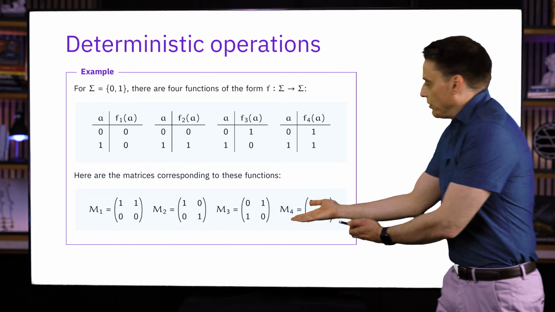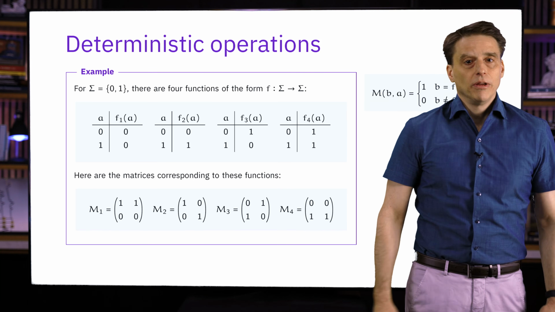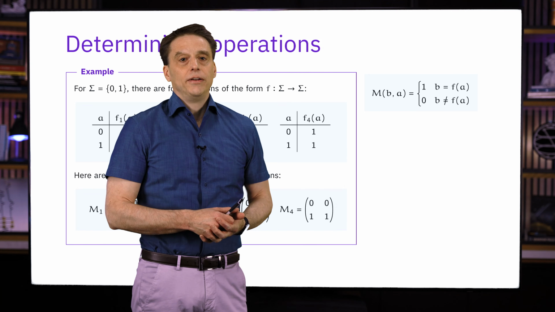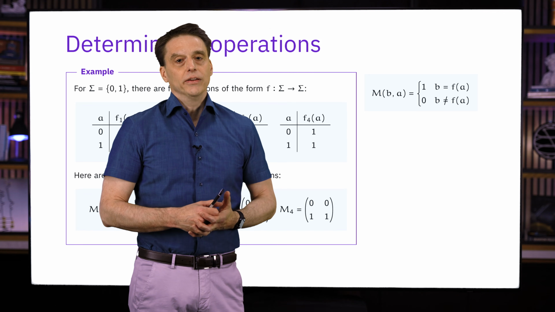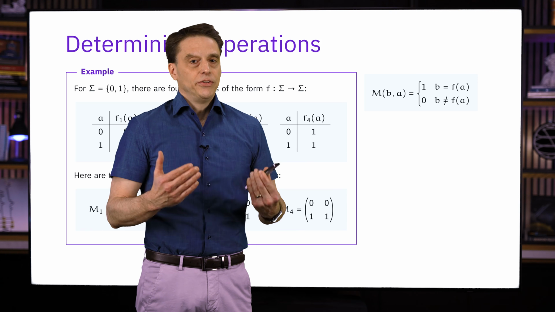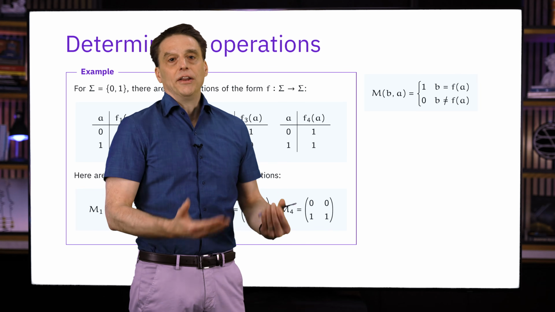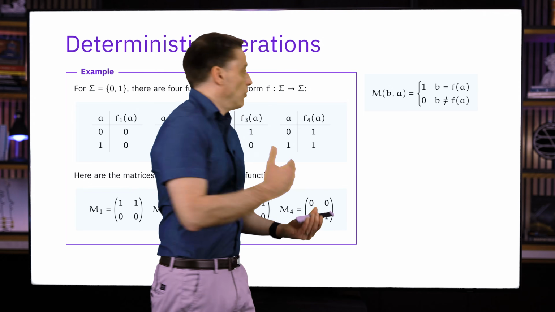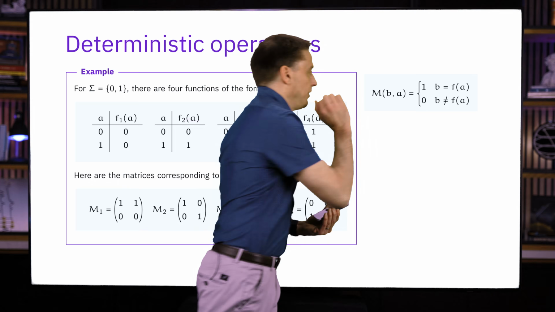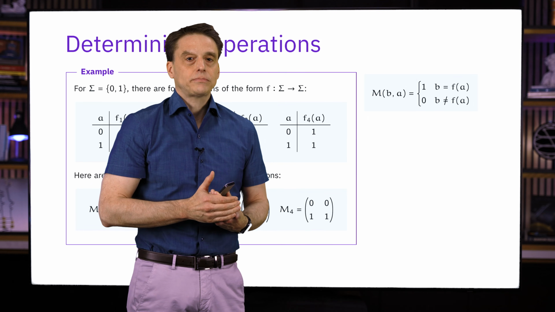Here are the 4 matrices that correspond to these 4 functions. They're described by the formula from before, which you can see right here. And if you're so inclined, you can pause the video and check this. Just remember that with matrices, the order of the indices is always rows first, columns second. So the ba entry corresponds to row b and column a, or the row that corresponds to the classical state b and the column that corresponds to the classical state a.